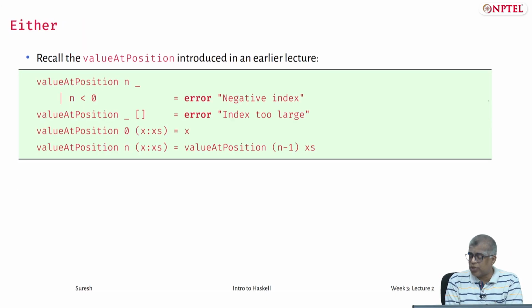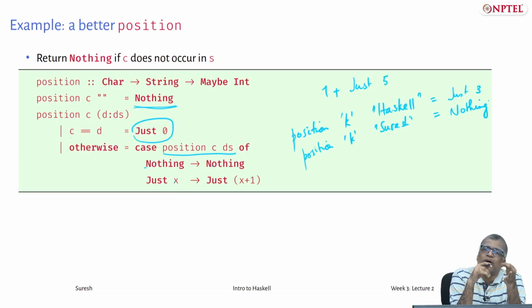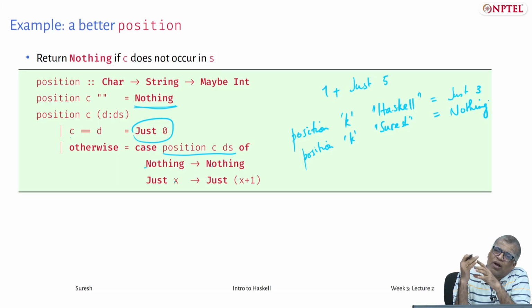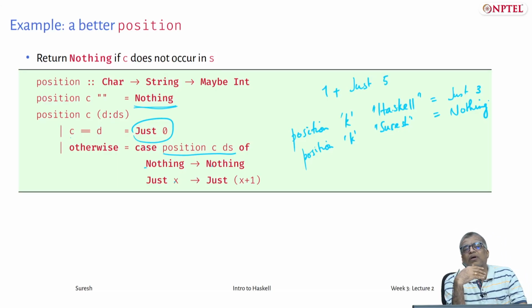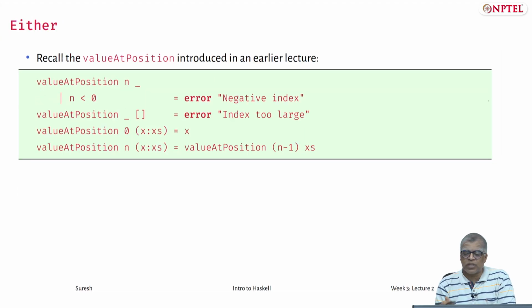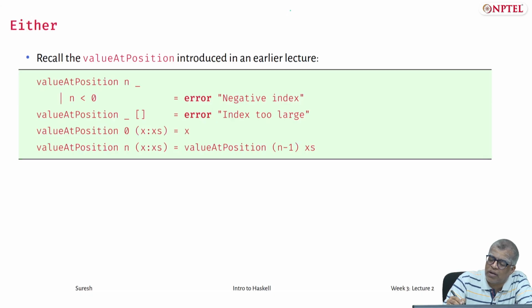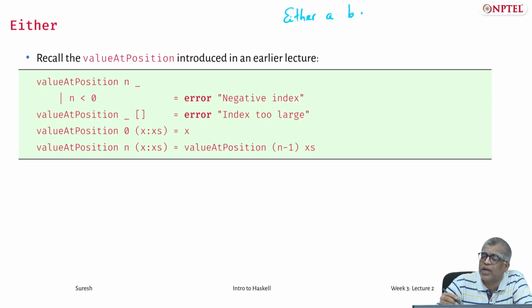Just like Maybe adds a null value to an existing type, so you have integers, and you have a new type where each integer is given a tag called just, and there is a null value called nothing. There is another kind of modification you can make to a type, and that is called Either. Here is a simple usage. Either looks like this, Either A B. It can have values of 2 kinds, Left A or Right B.